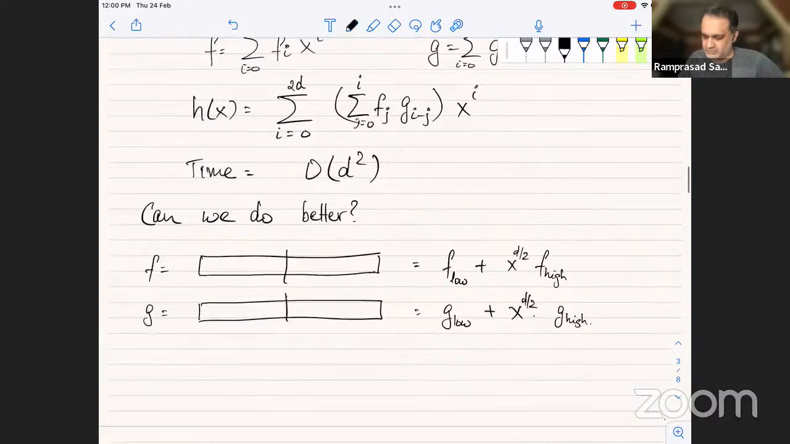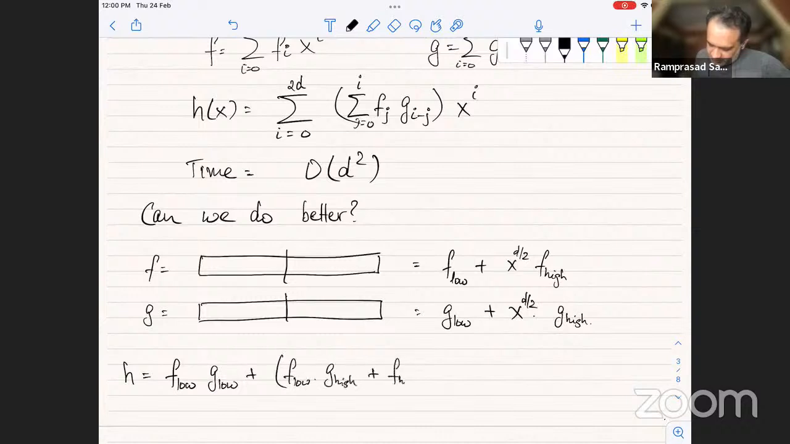Okay, so let's look at that. So what is H going to be? H is going to be equal to F low and G low plus F low times G high plus F high times G low, times x power d by 2, plus F high G high times x power d.